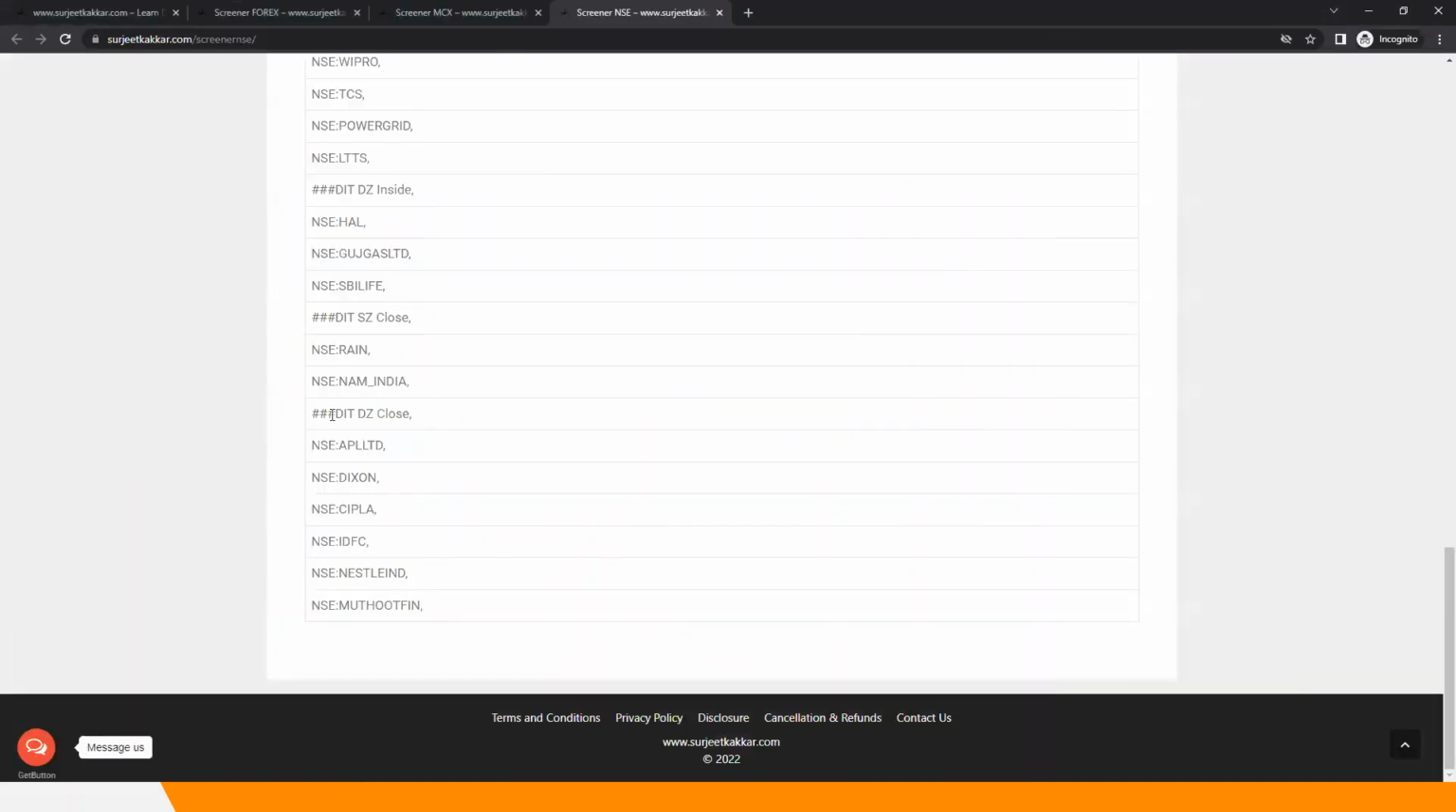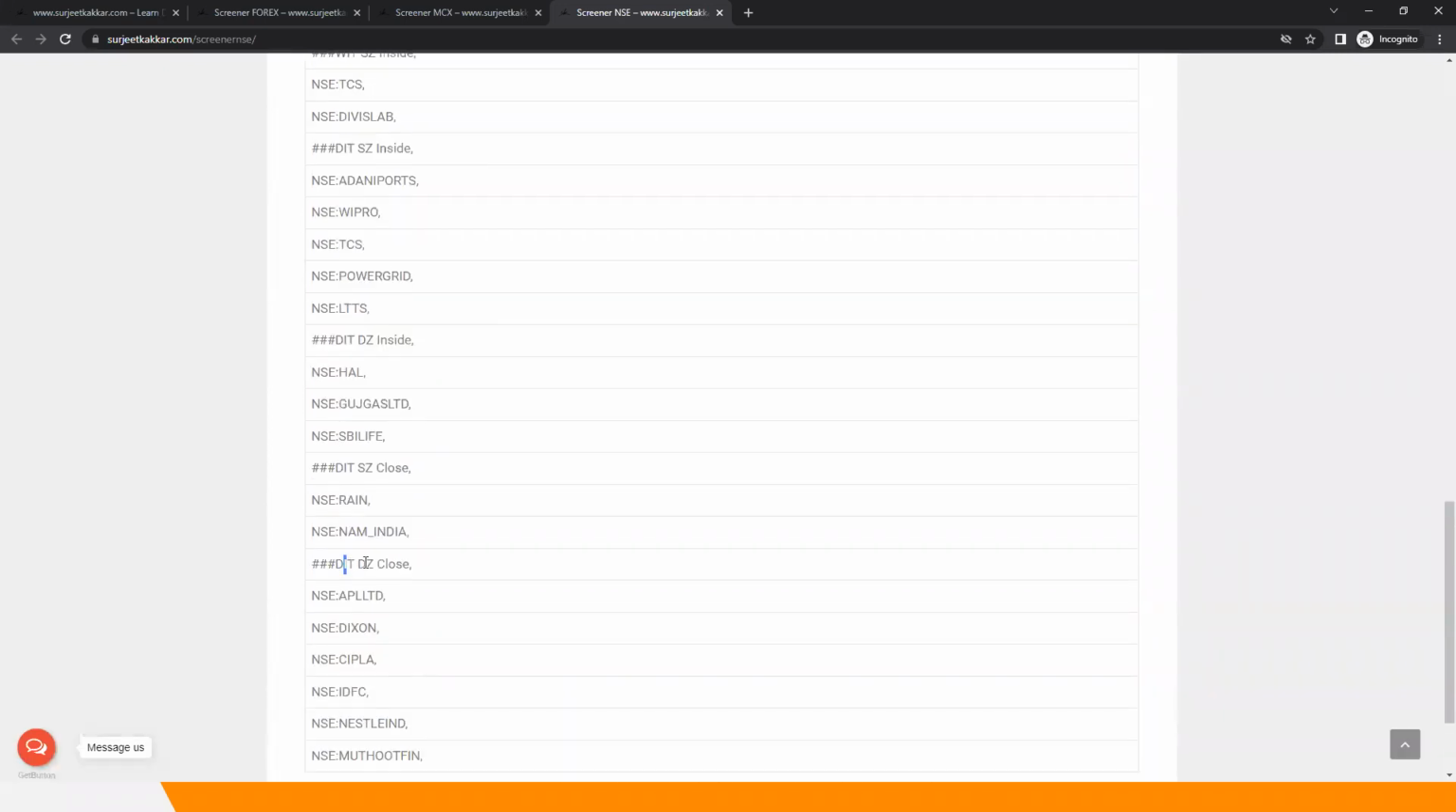Like here you can see that DIT, which means daily demand zone, and we are getting close to it. Similarly, DIT means daily demand zone. We are getting close to it. DIT, daily supply zone, we are getting close to it, right?